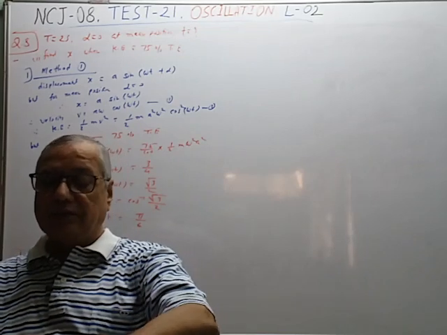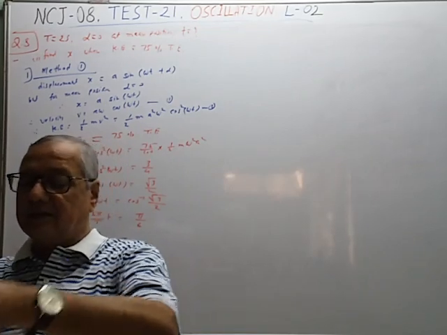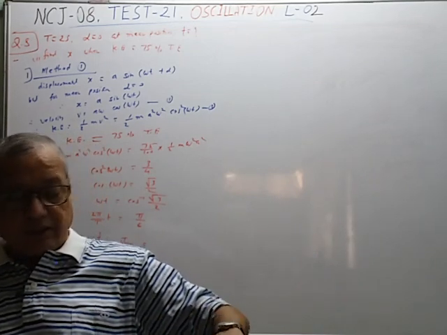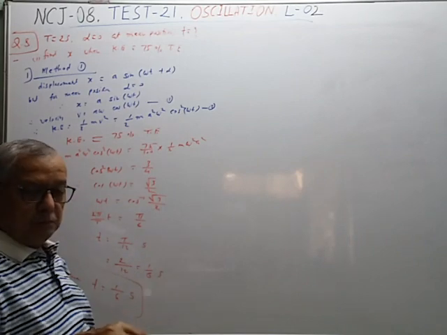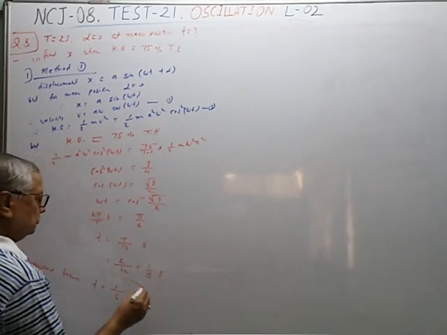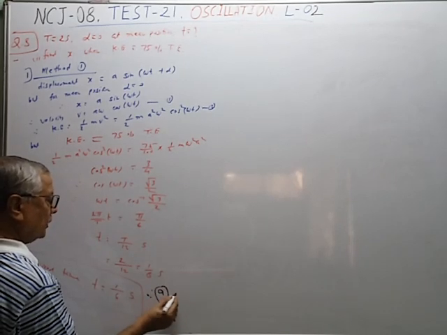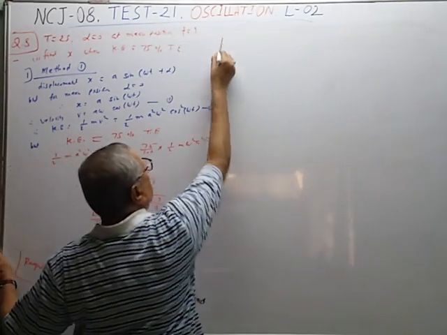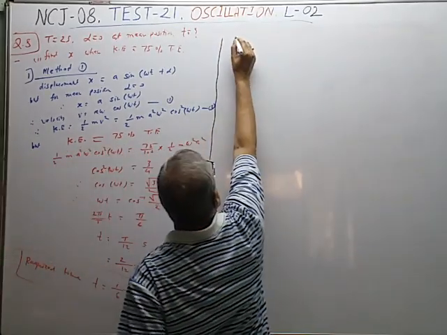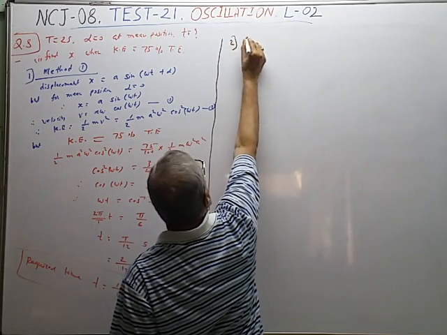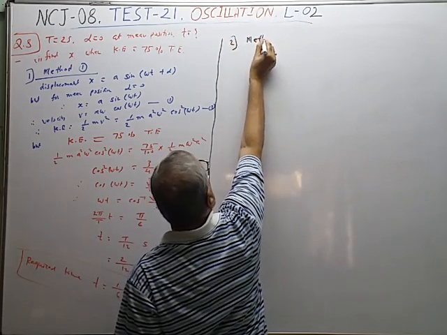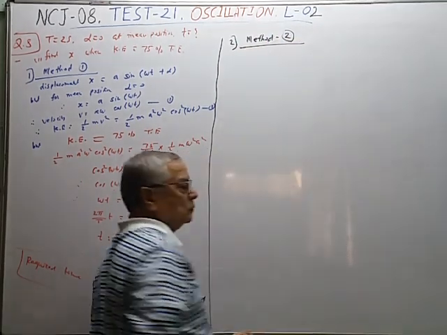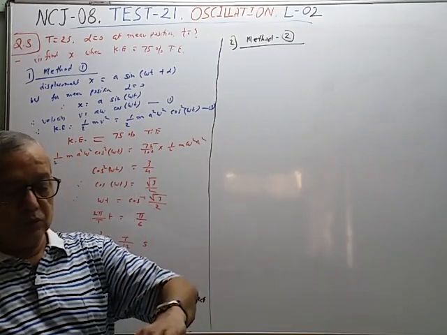So this is one method. The given relation is kinetic energy is equal to 75% of total energy. The total energy formula we used directly. Therefore A choice is correct. A is correct. Now second method, method 2.